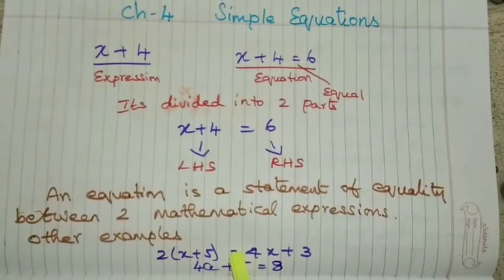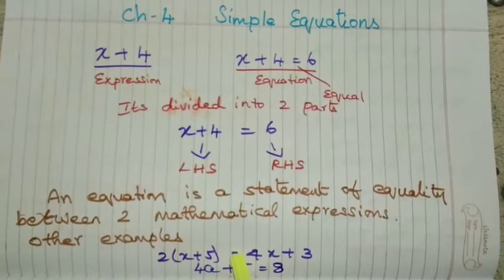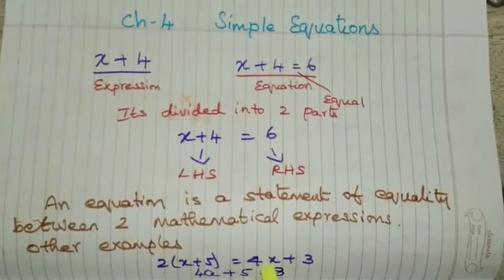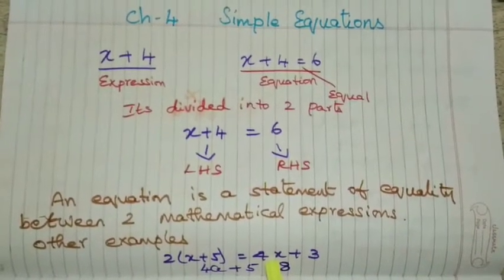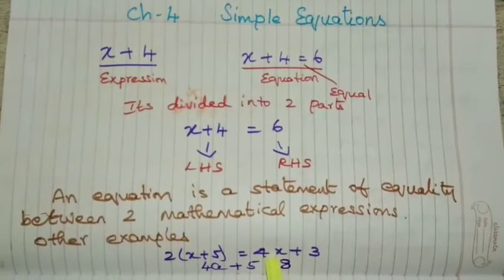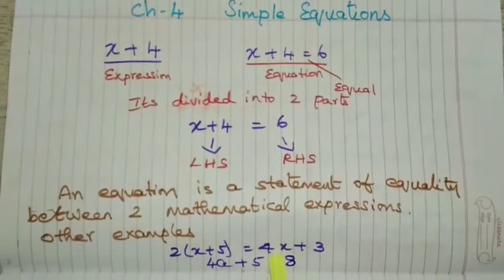Children, don't worry how to solve it. I gave you the question in this initial stage. I'll tell you how to solve it later. So, this is also an equation. In an equation, there is always an equality sign. You should always have an equal sign. Then only it becomes an equation.